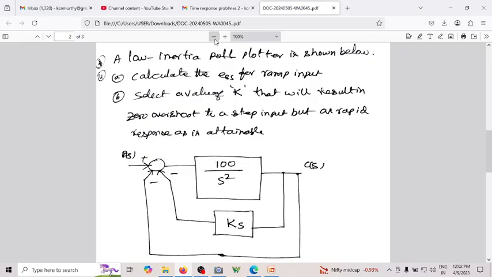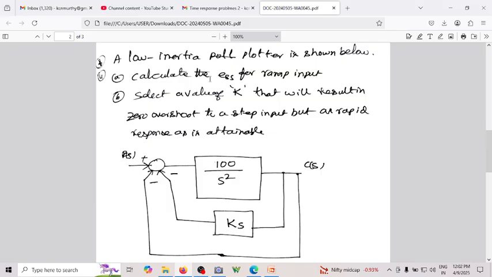Let me write what all things we are supposed to find. Let us hold part A for the time being, because we have not yet discussed what ESS, that is steady state error, is. So let me put a hold on calculating the first part.